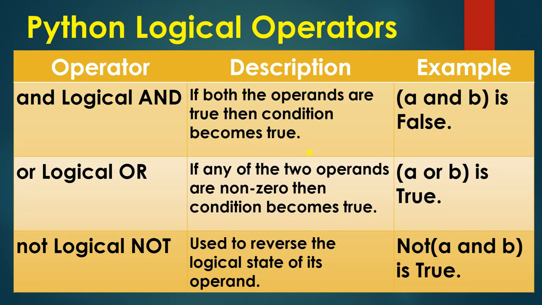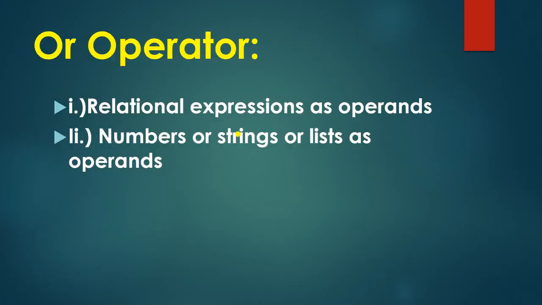So the logical operators, as you know, are three: and, or, and not. We will discuss each one, because these operators work in two ways. So now let's discuss the or operator. This or operator has two ways.